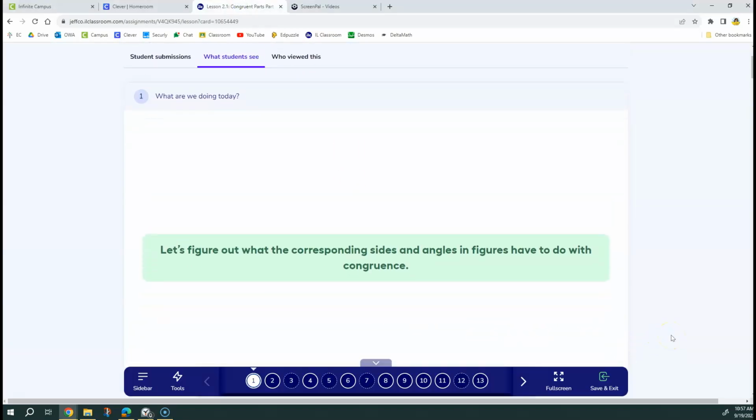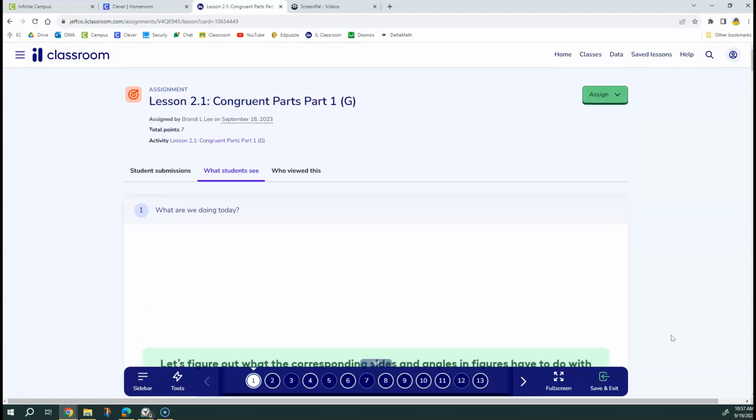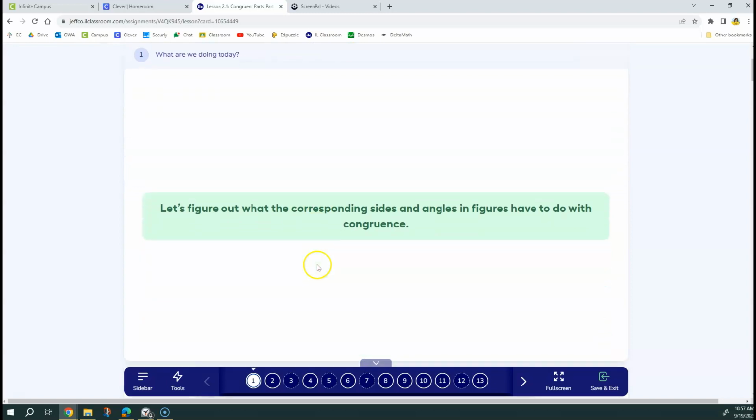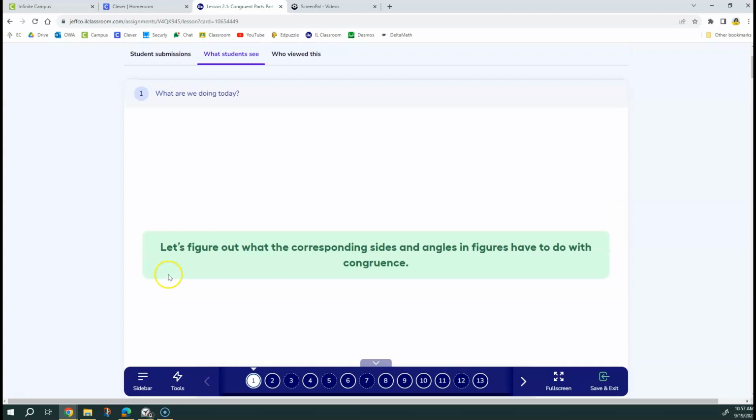Hello, everyone. Our lesson today is starting Unit 2. So, Unit 2, Lesson 1, and this is called Congruent Parts, Part 1. First of all, let's go to our lesson card 1.